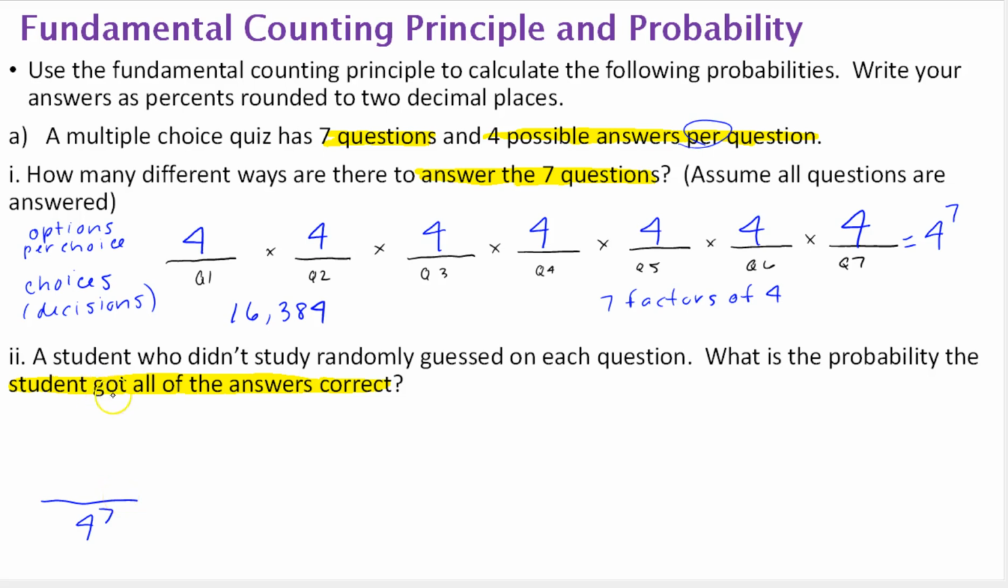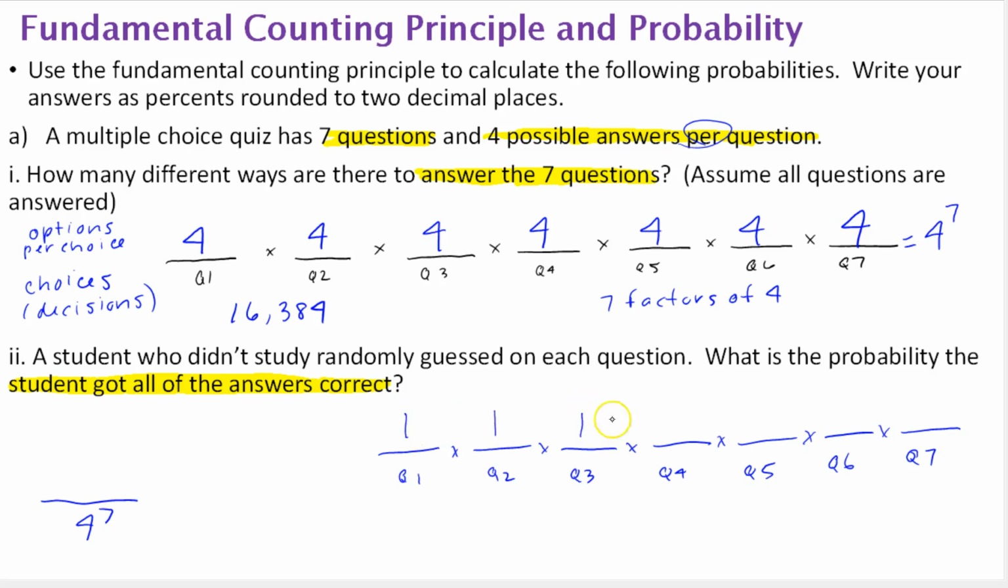Now, how would we get all of the answers correct? So now let's write these out a little bit again. So I've gotten the spots ready. Okay, so if our event space is getting all of the answers correct, well, how many ways are there to get a single answer correct? Well, 1 of the 4 possible answers is the correct answer. So for each one, there is 1 option that will give you the correct answer. So all of these are 1, and if we multiply them, that gives us a numerator of 1 to the 7th, which is just 1.